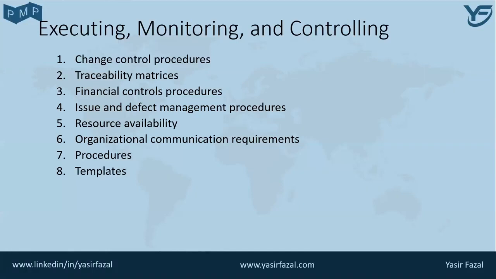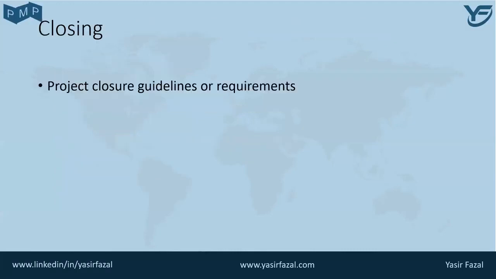Then comes the templates. It includes risk registers, issue log, and change log, or much more. Then there are standardized guidelines, which include work instructions, proposal evaluation criteria, and performance measurement criteria. Then in the end, we have product or service or result verification and validation procedures.